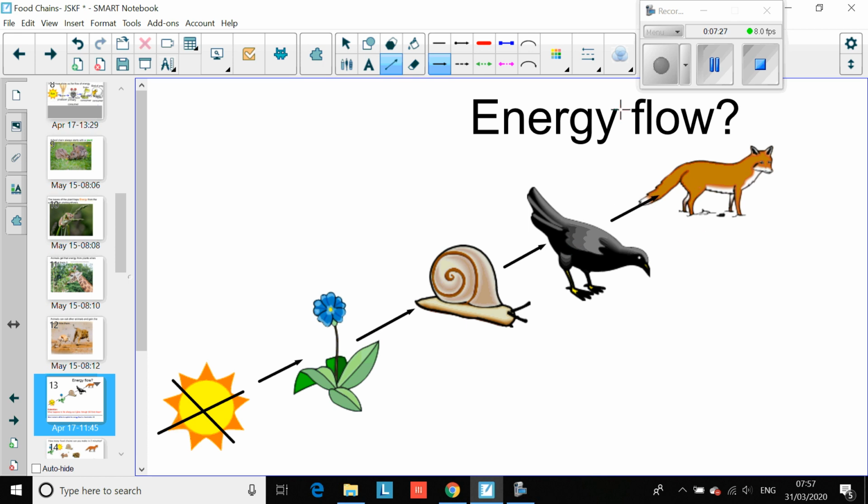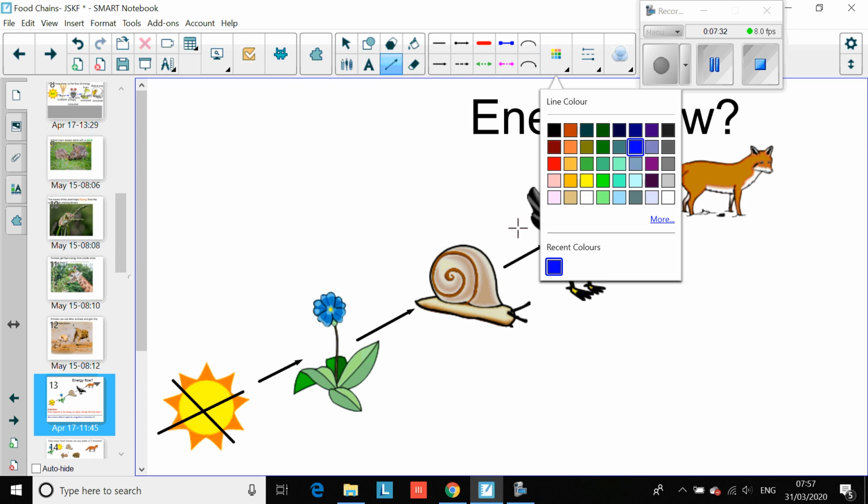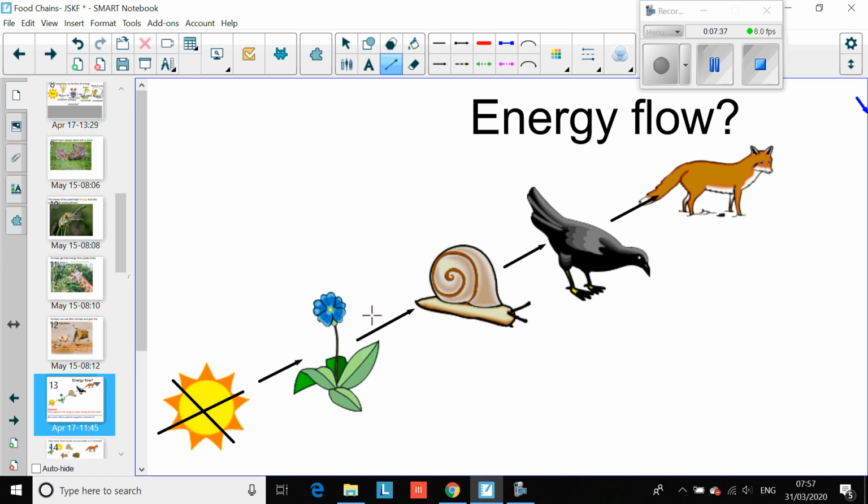Okay, now it starts getting a little bit weird because what happens is sometimes, in fact, at every level, some of the energy is lost. For example, okay, this plant, it will also have to do respiration to keep itself alive. So, will the snail get all the energy? Well, let's actually put some numbers. Let's just say it starts with 100 joules of energy, which is made from sunlight, 100 joules. Some of that energy is going to be lost.